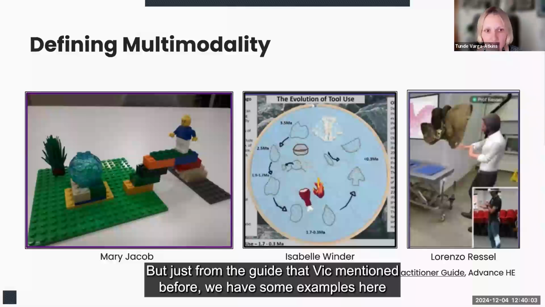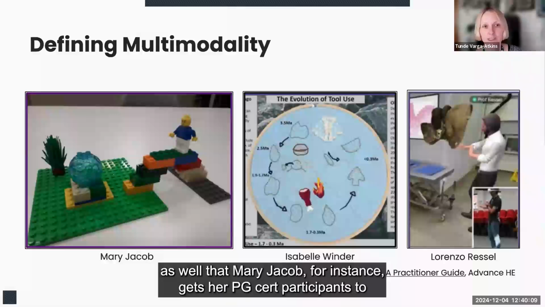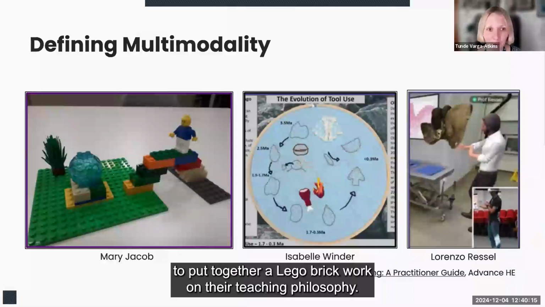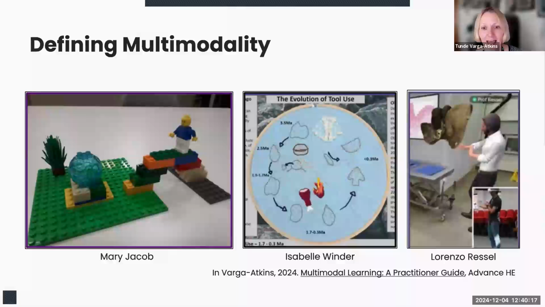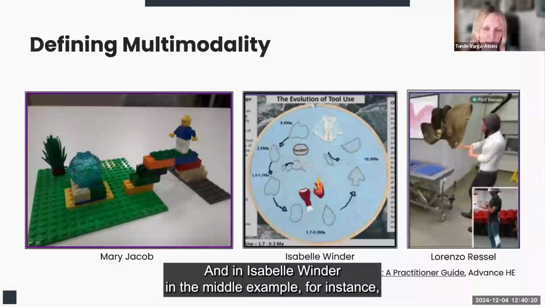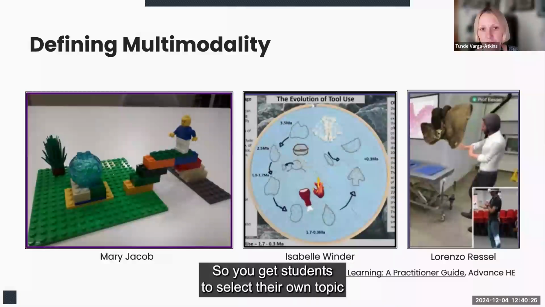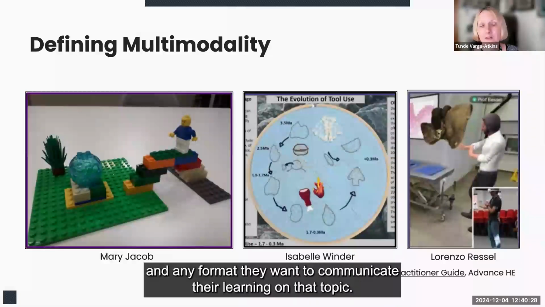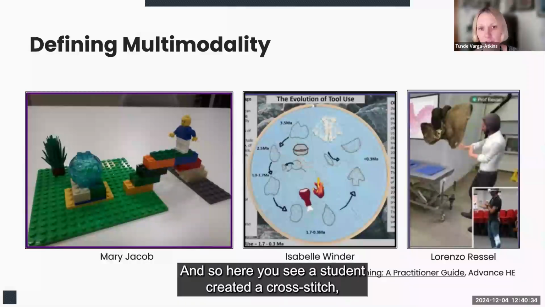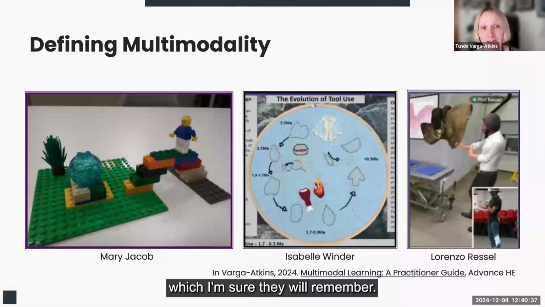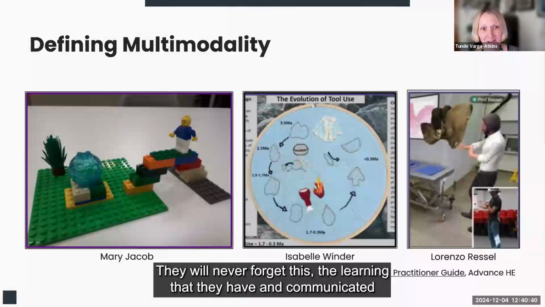But just from the guide that Vic mentioned before, we have some examples here as well, where Mary Jacob, for instance, gets her PG Cert participants to put together a Lego brickwork on their teaching philosophy. And in Isabel Winder's example in the middle, for instance, in the synoptic assessment of third year biosciences students, she gets students to select their own topic and any format they want to communicate their learning on that topic. Here you see a student created a cross stitch, which I'm sure they will never forget, the learning that they have communicated through this.